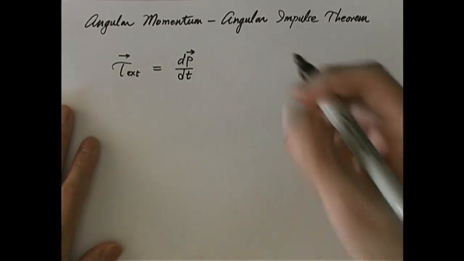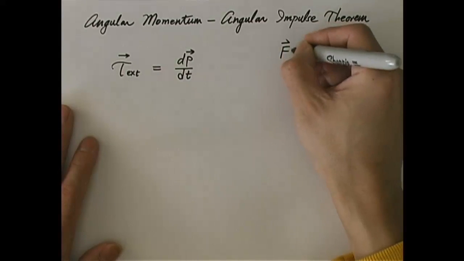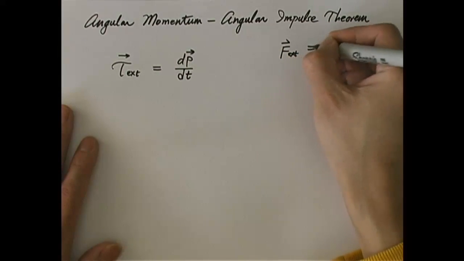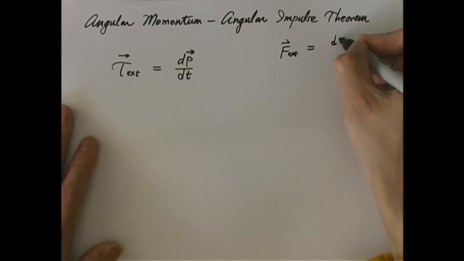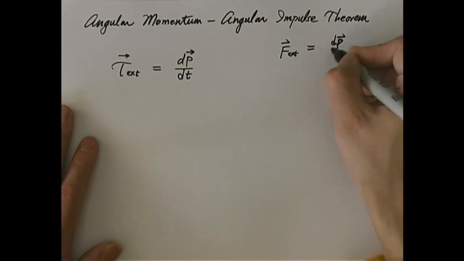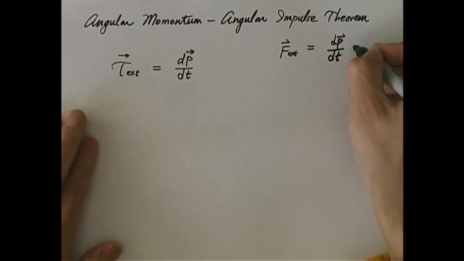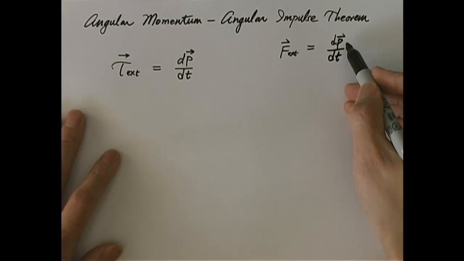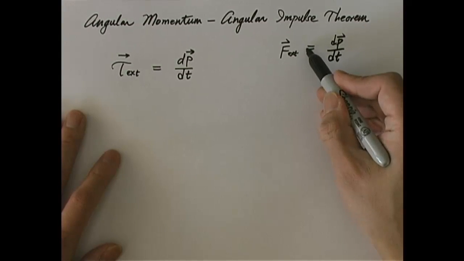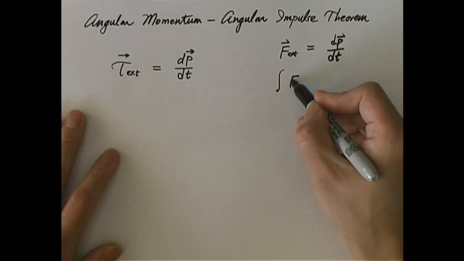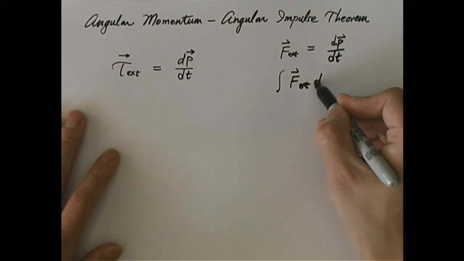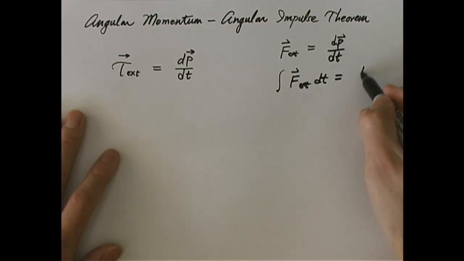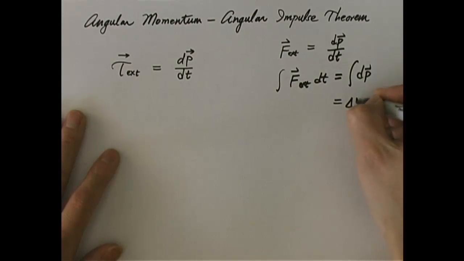What we had was external force equals dp over dt, right? And I say, I want to know how much the momentum has changed. So I want to integrate over dp. Before I can do that, let me move dt to that side and let me integrate. Then I have F external dt equals dp, and integrate both sides. This is just delta p.